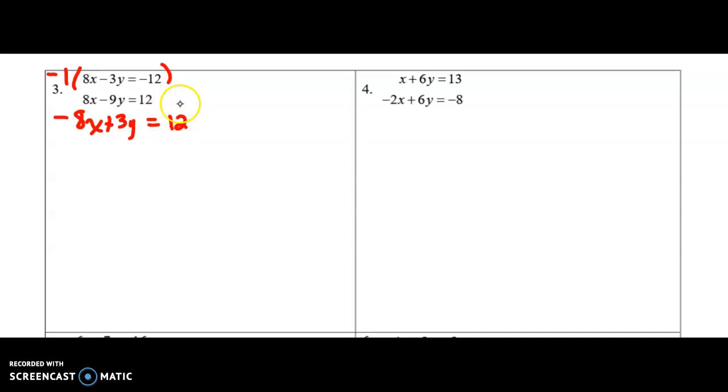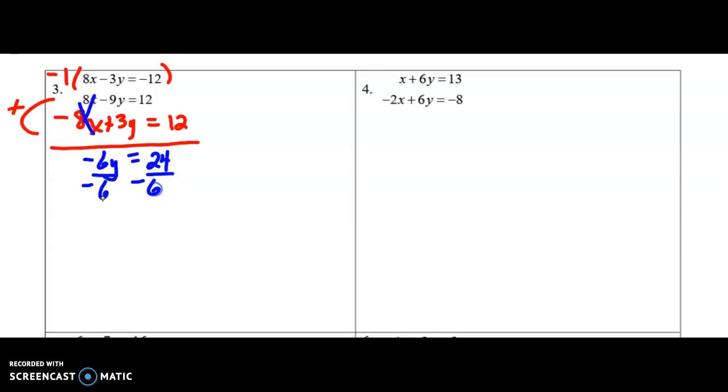Now I have these second two equations right here. I'm going to add them together, and why I choose to do that is because the x's will drop out. And I'll get -6y, and I add the 12 and 12 to be 24. Divide both sides by -6, and I get y is equal to -4.